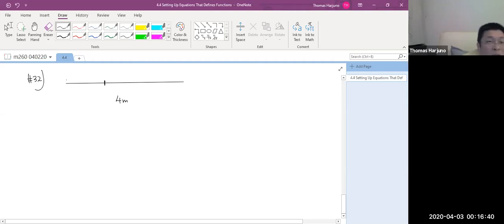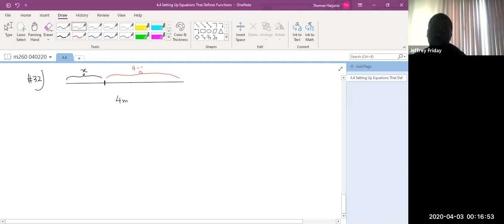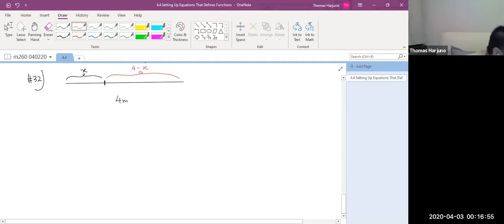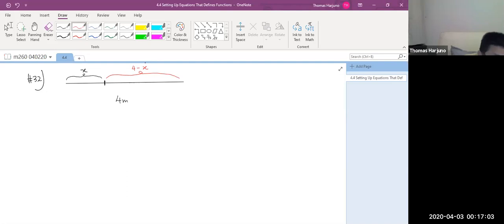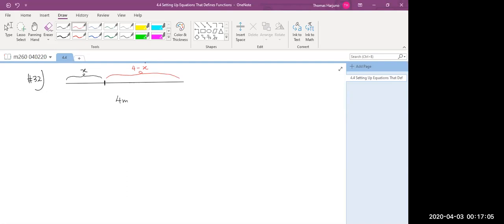Let's call this guy here x. Now, if that's x, what will be the length of the rest? 4 minus x. That's right. Then, can we say x plus 3? Why x plus 3? I don't know.